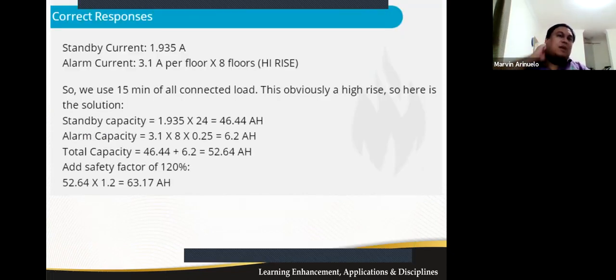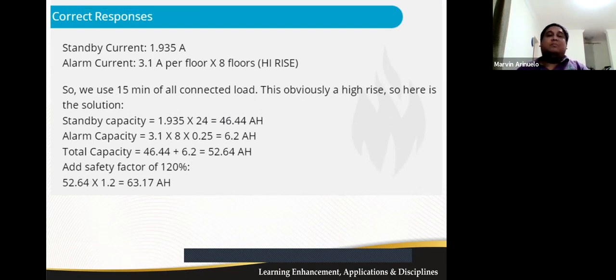Standby current required 1.935 ampere and alarm 3.1 ampere. That is for 5 minutes per floor multiplied by 8 floors. So we use 15 minutes of all connected load. So high rise, so this is a calculation. Standby capacity should be multiplied by 24. Alarm capacity, multiply by 8 floors, multiply by 0.25.